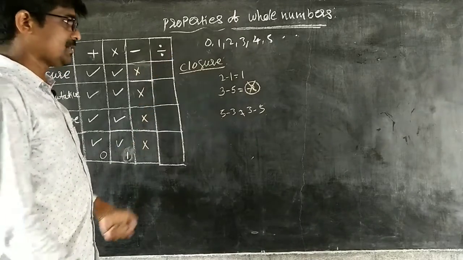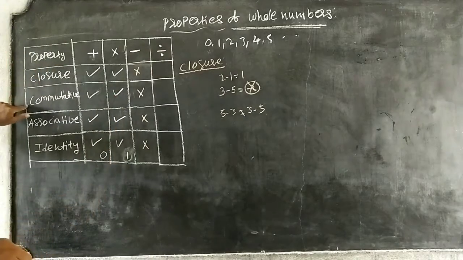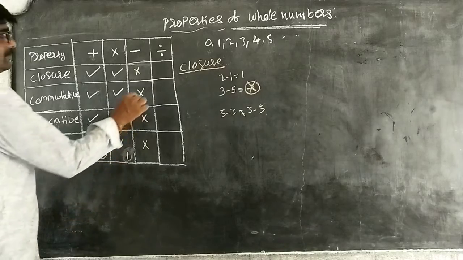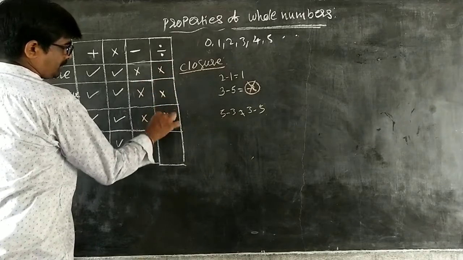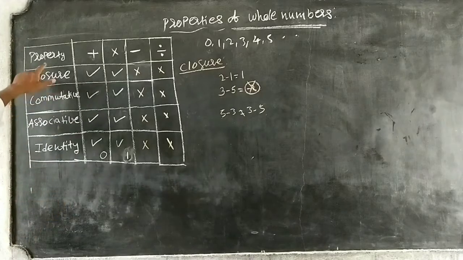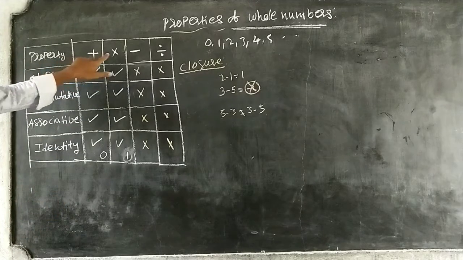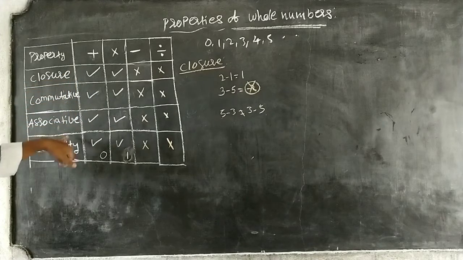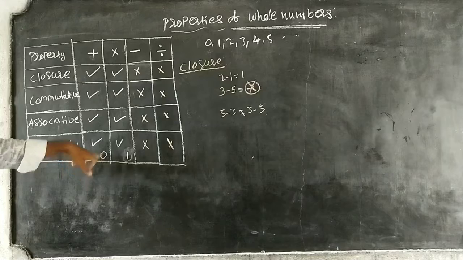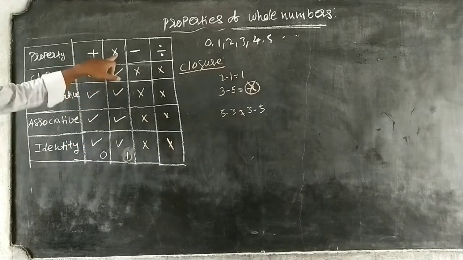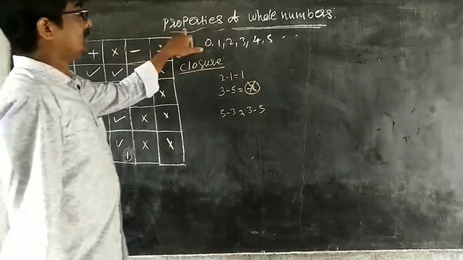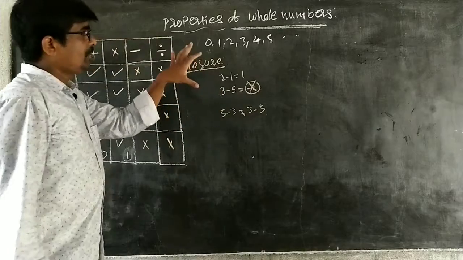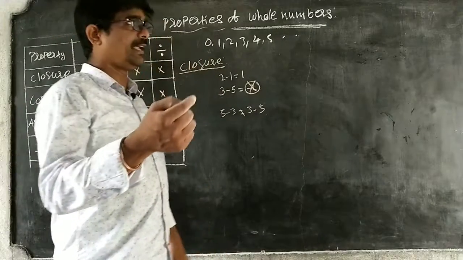Even if we take division, it does not satisfy closure, commutative, associative and identity. So whole numbers under addition and multiplication satisfy closure, commutative, associative and identity properties. 0 is the additive identity, 1 is the multiplicative identity. These are the properties of whole numbers. Okay, next we are going for the next topic.